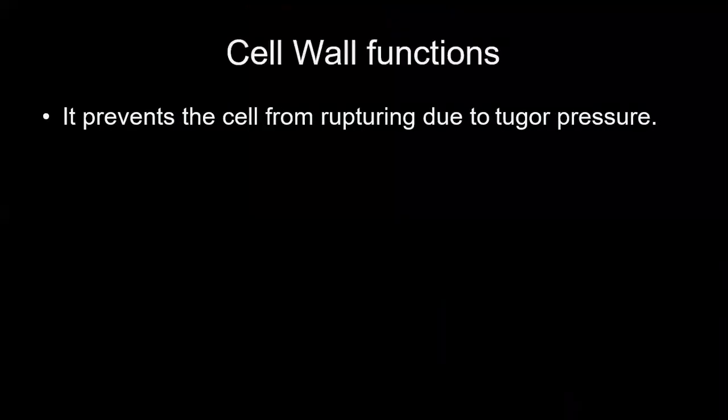It also prevents the cell from rupturing due to turgor pressure. Turgor pressure is as a result of influx of fluid into or outside the cell. So inside the cell, when there is too much fluid inside, the cell will rupture. So it acts as a barrier.